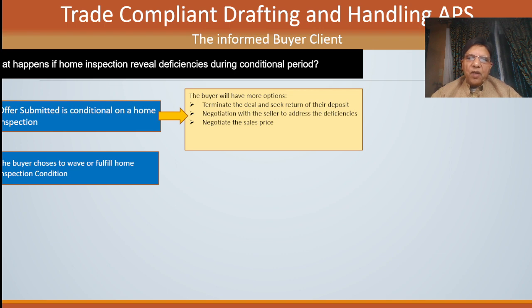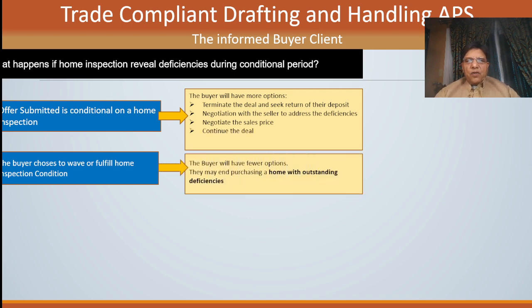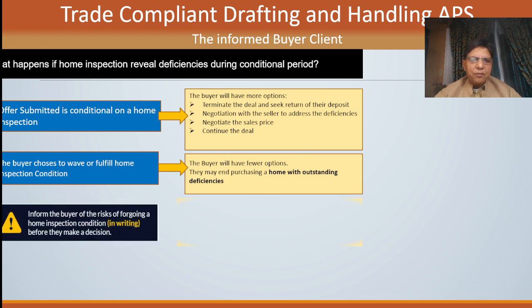The buyer may choose to waive the home inspection condition, or fulfill it. Explain what the consequences are if they are fulfilling or waiving. Now they are happy to proceed, but explain to them what is going to happen. The buyer will have fewer options. They may end up purchasing a home with outstanding deficiencies. Even if they are okay with the inspector's inspection, there are a few problems here and there, and they say that's okay, you still explain to them that after waiving, they will end up with the outstanding deficiencies, if there are any.